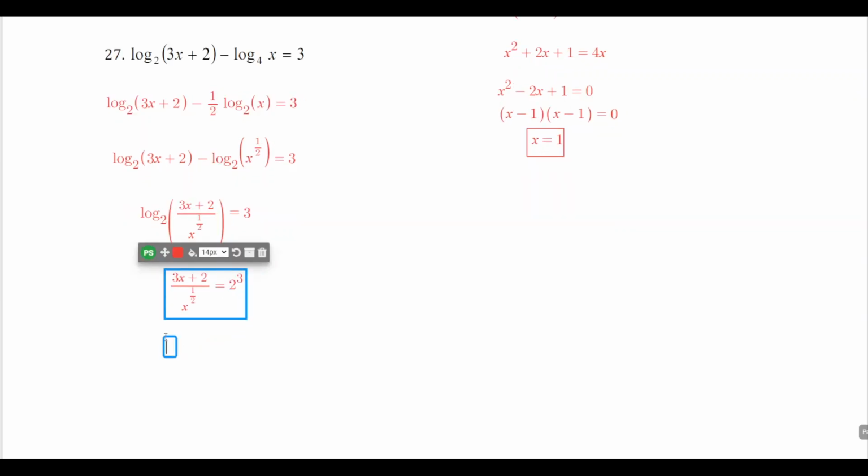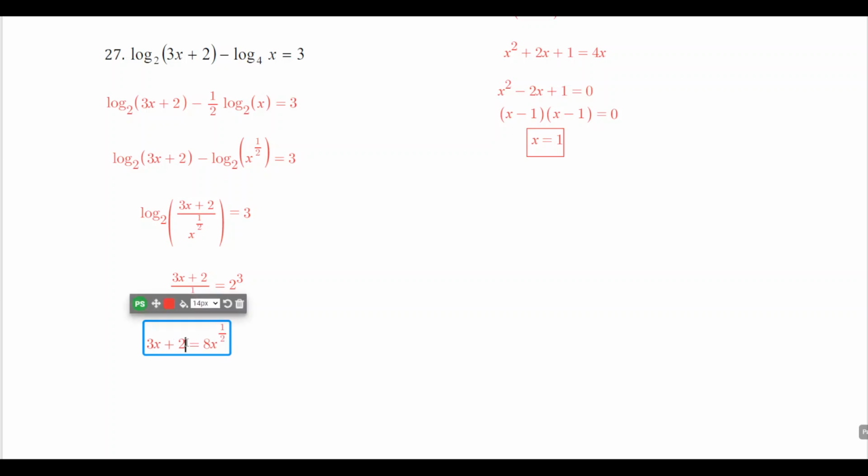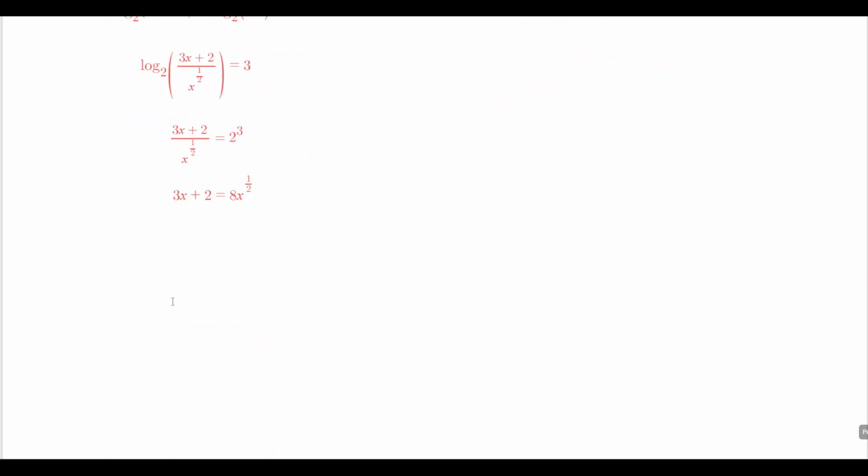And then now I'm going to multiply x to the 1/2 to both sides. So I get 3x plus 2 equals 8 times x to the 1/2. Now I'm going to square both sides to get rid of that power of 1/2. Eight squared is 64, and x to the 1/2 squared is just x.